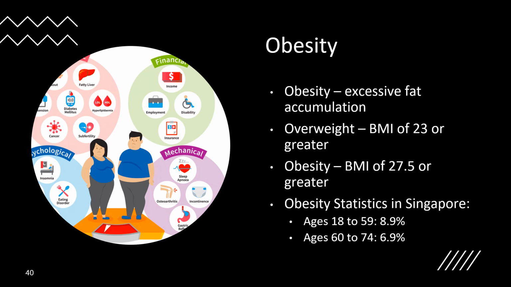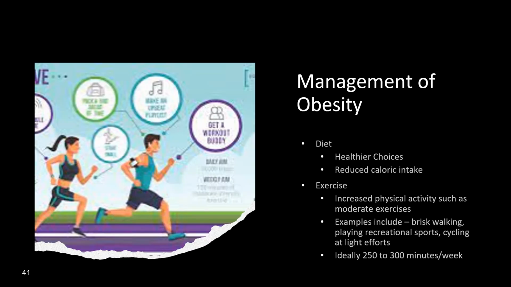The prevalence of obese individuals from 18 to 59 years of age is 8.9%, while the prevalence of older individuals from 60 to 74 is 6.9%. Overweight and obesity are largely preventable.